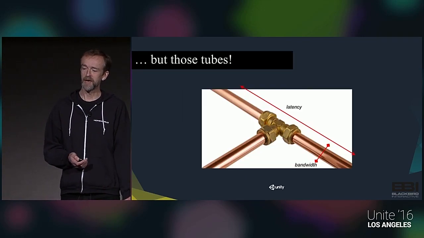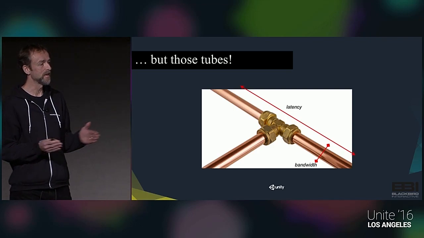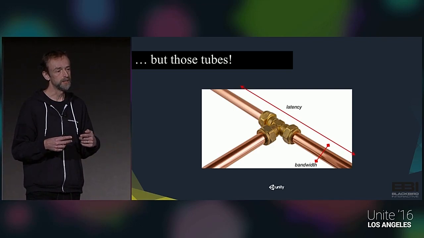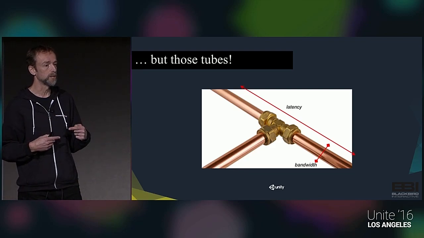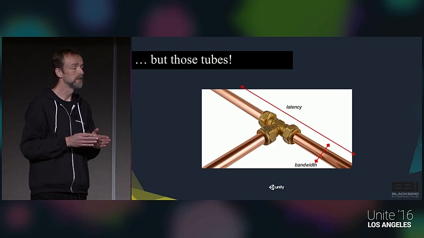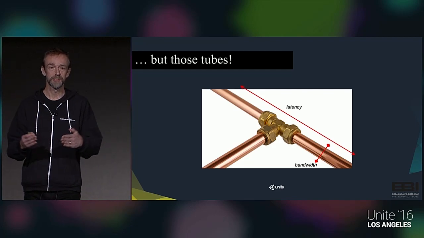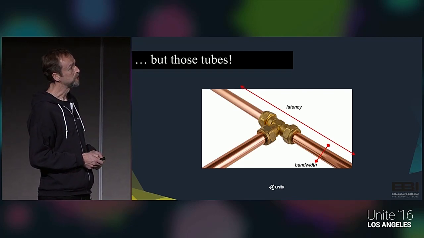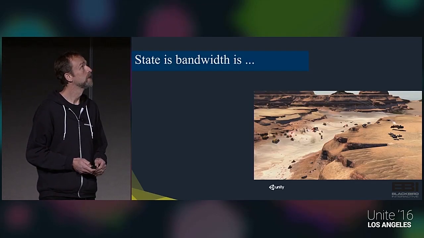But the tubes. The length of the tube you can think of as latency. It's like how long does it take to issue a command and receive an acknowledgement that that command has been performed. The width of the tube is bandwidth. How much state can you shovel through that tube? And both of these are important factors in a multiplayer game.